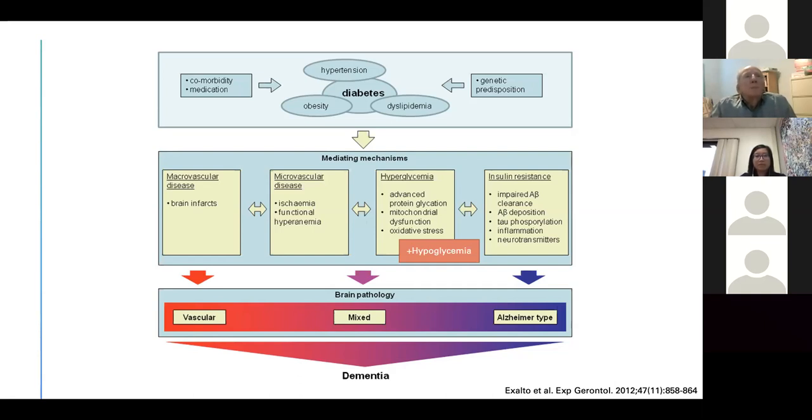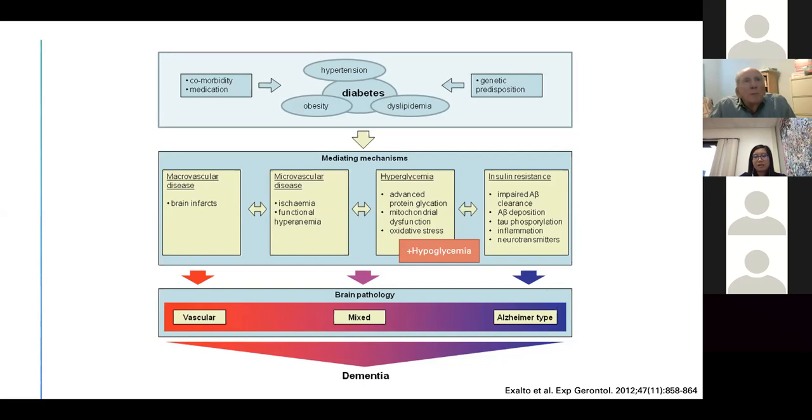And finally, insulin resistance impairs amyloid beta protein clearance. As a result, you get deposition leading to plaques. There's hyperphosphorylation of tau leading to neurofibrillary tangles and increased inflammation. And there are changes in neurotransmitters, which contribute to more of an Alzheimer's type pattern of pathology. So really in the elderly, it's a combination of ischemic factors as well as degenerative changes that lead to dementia.